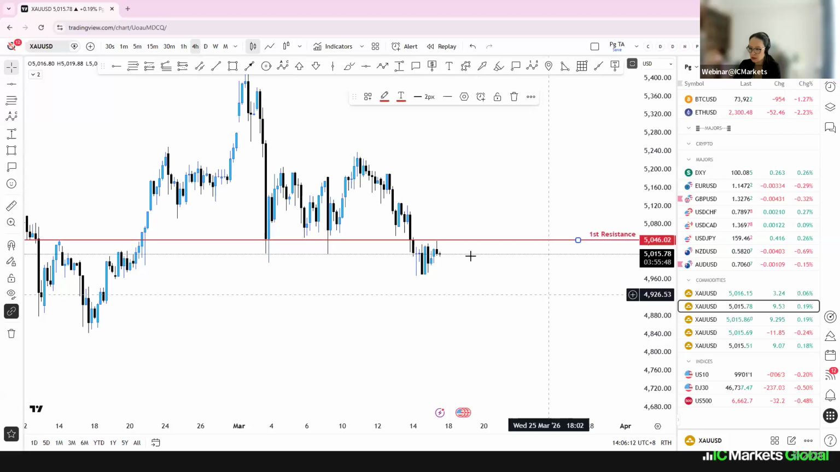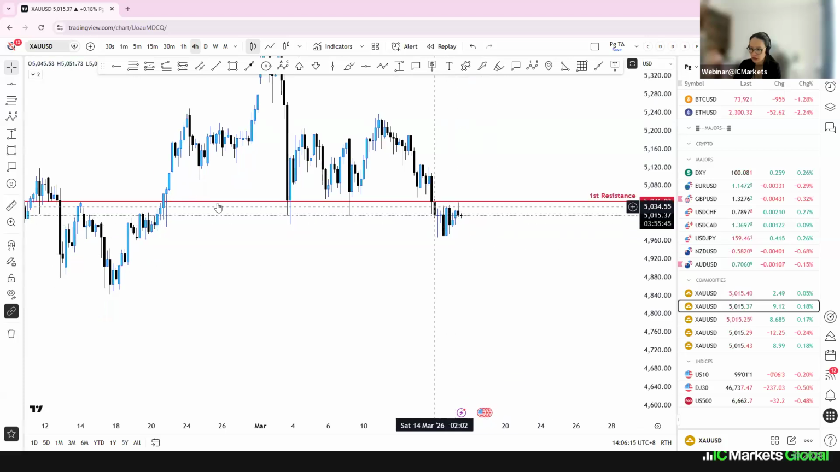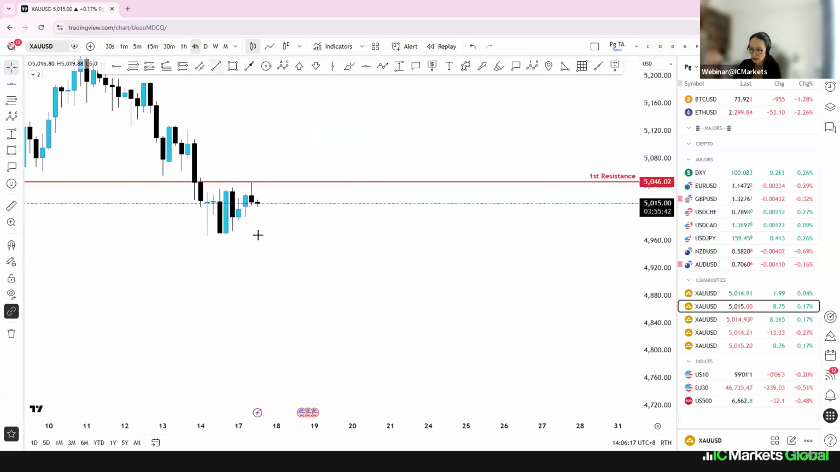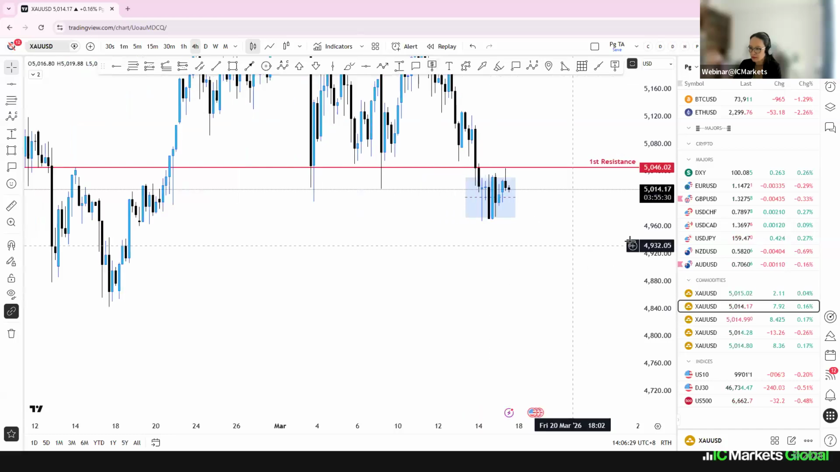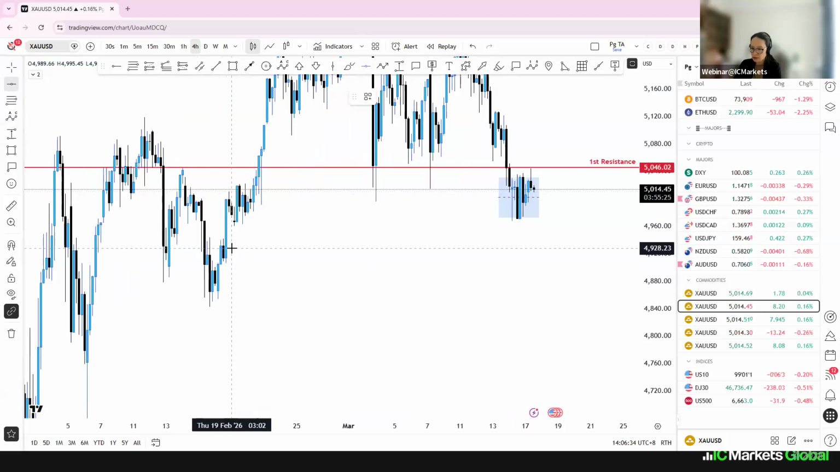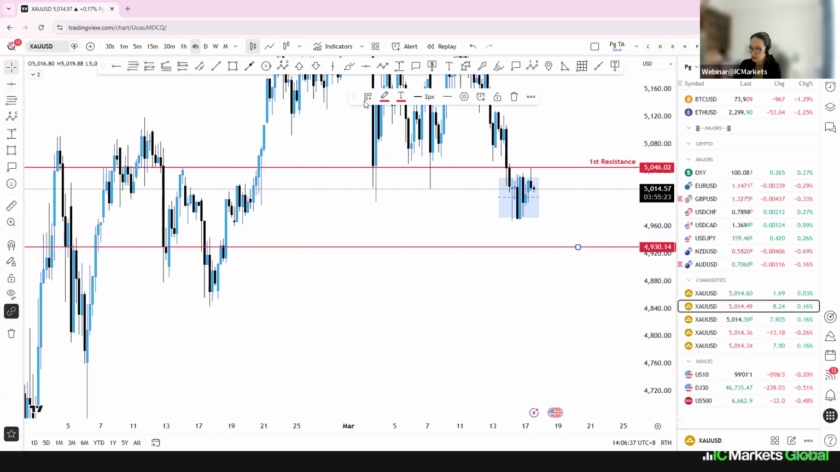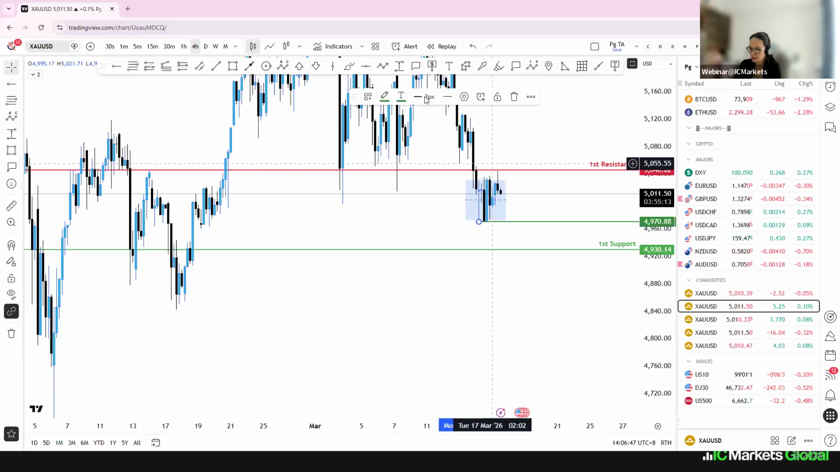In H4, basically it has come back to ranging again. H4 is being sideways. But now it came from the resistance and went back into the range. My level is going to be my first support here. But you can put this as your intermediate support level, which you monitor.